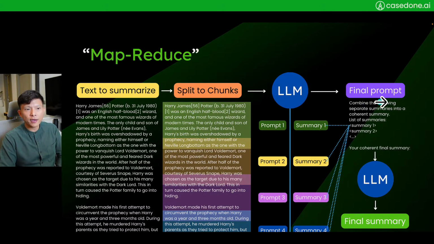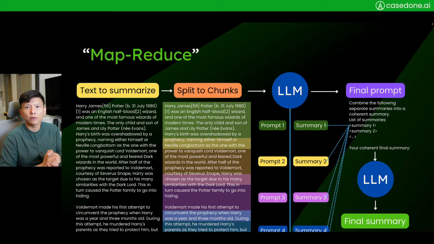And then the final one is the reduce step. Now you have a list of summaries, you just want to reduce it to one final summary. And this is the final prompt. It might not be exactly like this. You can customize your final prompt, but it's going to be along the lines of: combine the following separate summaries into a coherent summary for me, and you provide the list of summaries until the end. And then you give this to the LLM, and you will get the final summary.